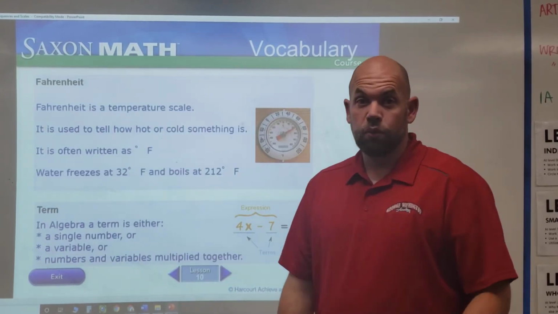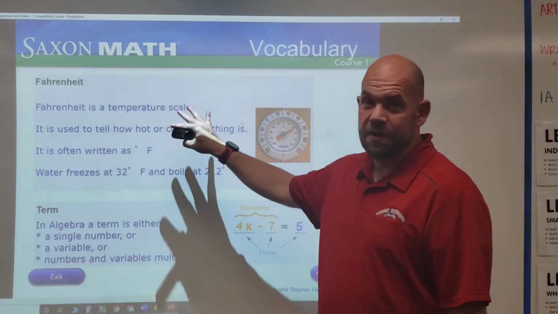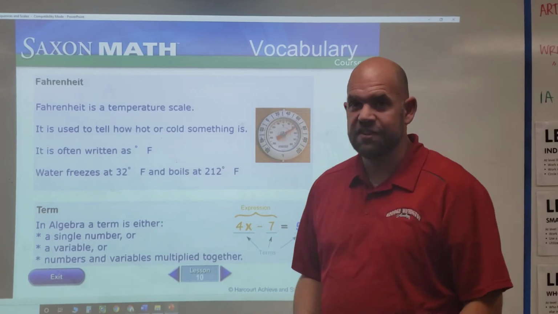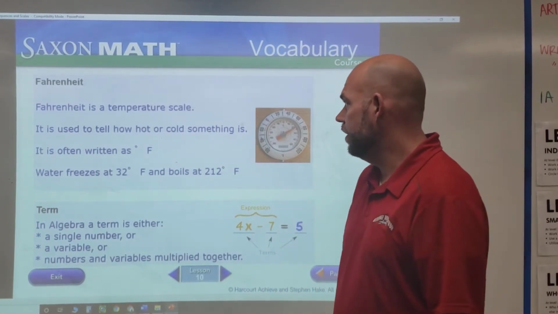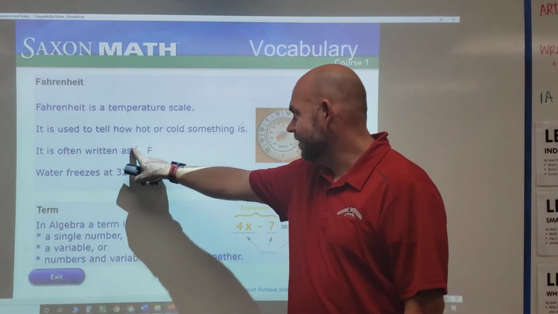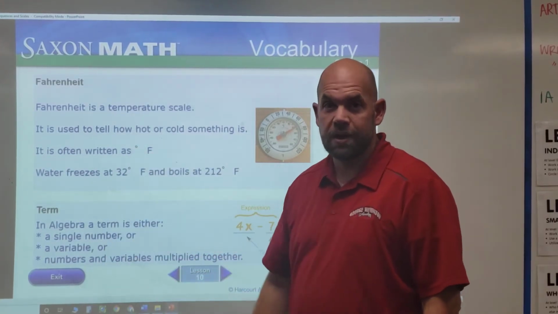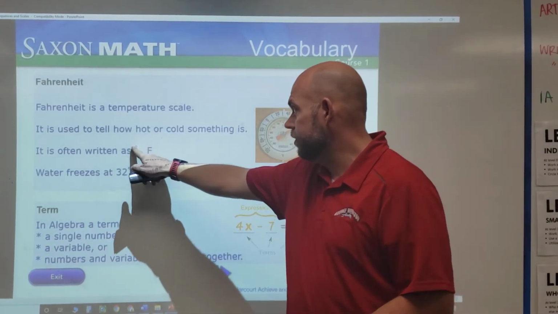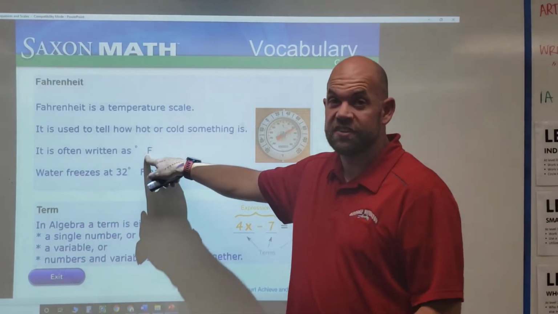All right, looking at different scales, we have Fahrenheit. We're going to see this on the next slide too, but Fahrenheit's a temperature scale. That's just one example of a scale. It's used to show how hot or cold something is, and it's written with this little degree symbol. So if you're writing your temperature on your paper for your answers, you need to write the number plus the little degree symbol, and then you have to indicate which scale it is.